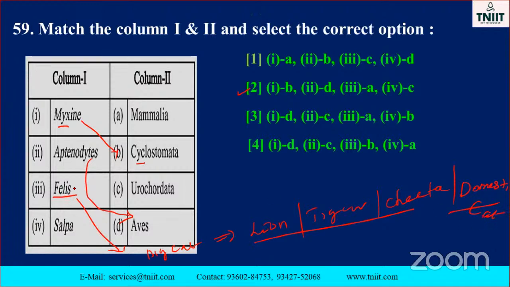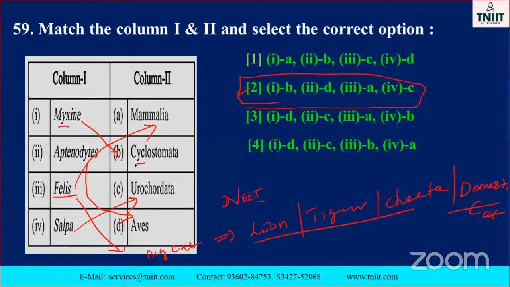Just to note, these are all mammals. Okay, mammals. Last one already known. So, Salpa is a urochordate. Don't forget, my dear student. Definitely a neat question. So, the second is the correct option.